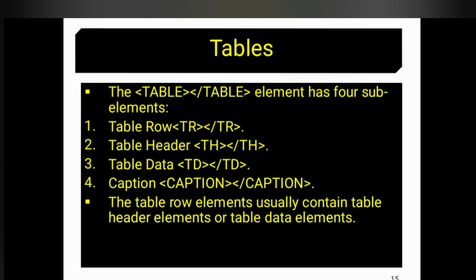Tables were initially developed as a method to organize and display data in columns and rows. Then the starting is table tag and end with slash table. The table tag has four sub-elements, that are table row, that is represented as TR. Then table header, that is represented as TH. Then table data or TD. Then caption tag. The table row elements usually contain table header elements or table data elements.